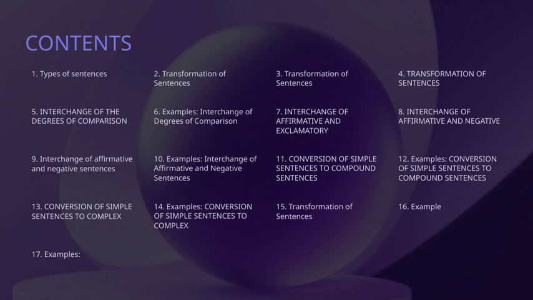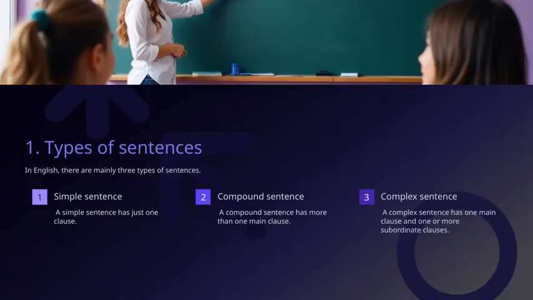This slide essentially sets the stage for mastering the art of sentence manipulation in English, which is crucial for effective communication. Today, we're going to talk about the main types of sentences in English. First, there's the simple sentence. This is the most basic kind, and it has just one clause. It usually contains a single idea or thought.